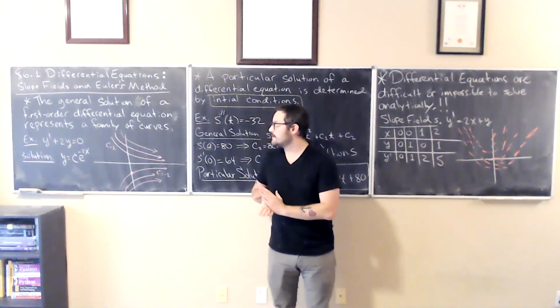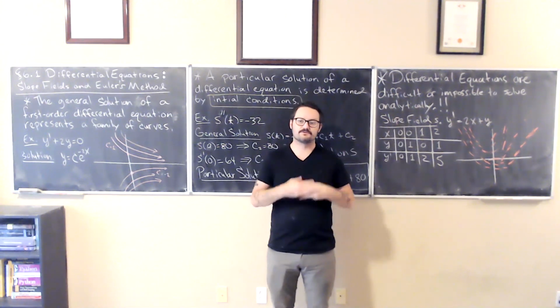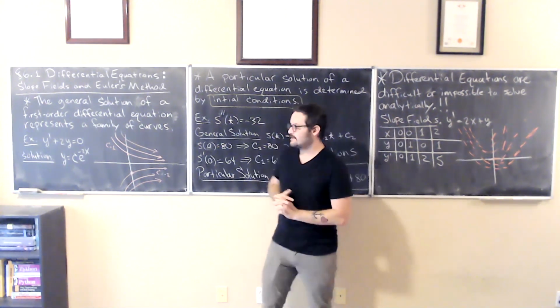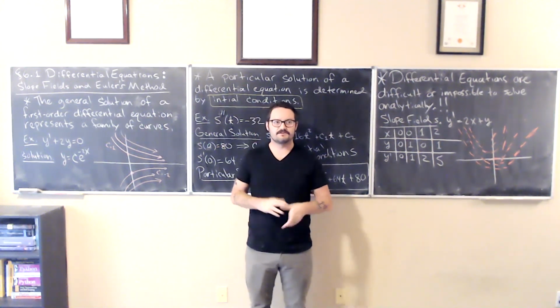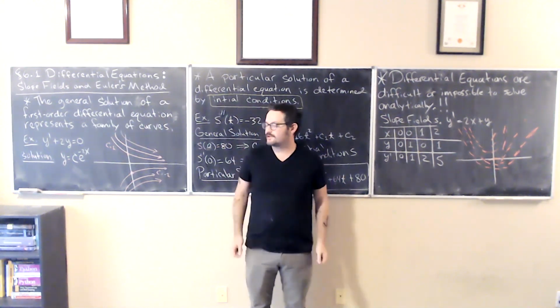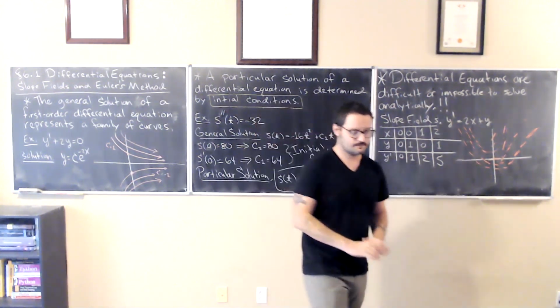Now, the next way that we're going to look at approximating solutions, or trying to figure out what the solutions look like, is called Euler's method. That will be a separate video because I think it should be on its own. So I'm going to stop this recording here and then pick back up with Euler's method.